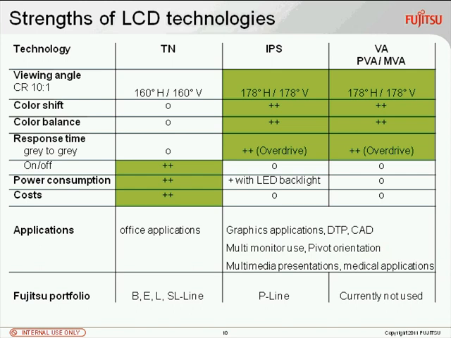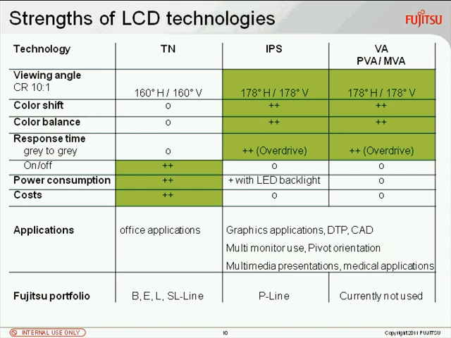Color balance is something that has to do with how exactly the color can be displayed. The movement of TN is not controllable so well, so the color balance is good enough for office applications, but in some high-end applications like CAD or picture publishing, this is not good enough, and here is the advantage of the IPS or VA panel.